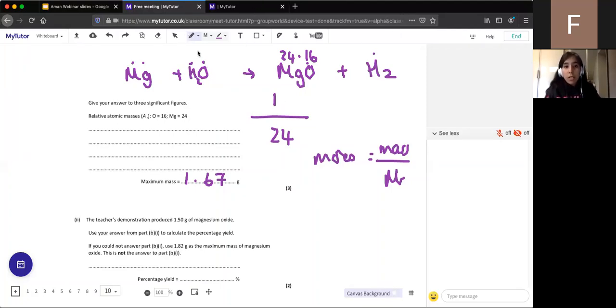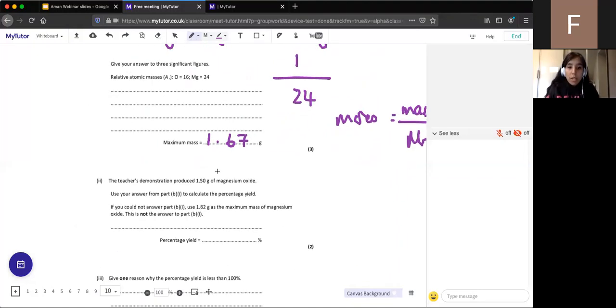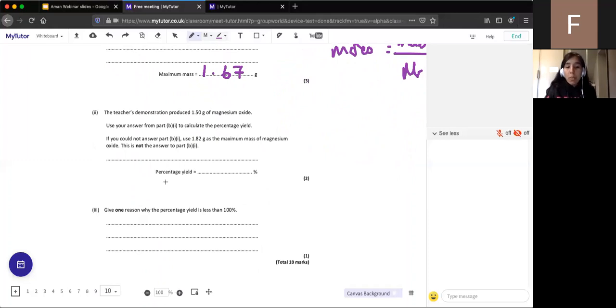Good, excellent to everyone that gave me answers for that. Very well done. Okay, so again, incorporating another thing, percentage yields then. The teacher's demonstration produced 1.5 grams of magnesium oxide. Use your answer to calculate the percentage yield. So we got 1.67 as the maximum mass. The teacher produced 1.5. So what's the percentage yield? Does anyone know? How do we calculate the percentage yield of that then?